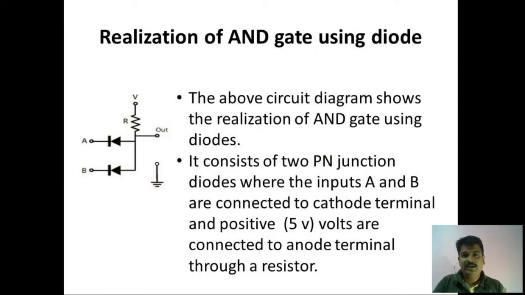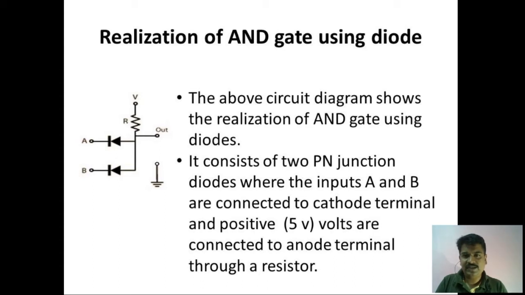Now we build the AND gate using the diodes. That means we realize the AND gate using the very basic diodes. So these are the circuit which is built with the diodes to perform AND operation. We have used two PN junction diodes. This is the diagram which shows the realization of AND gate using the diodes.